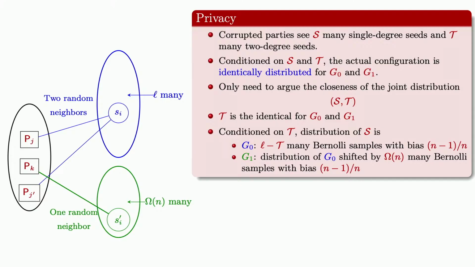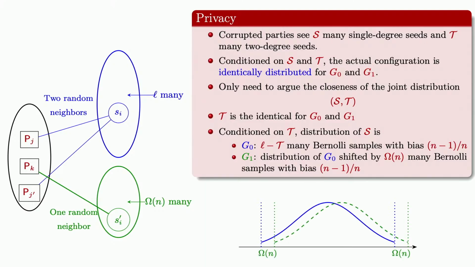I will just use one picture to show you why this could potentially be indistinguishable. This is basically because G0 is some random sum of Bernoulli distributions, which is distributed something like a Gaussian, and if we shift it by some amount n, as long as the standard deviation of this blue distribution is large enough, then this shifting will be smudged by the noise of the blue distribution.